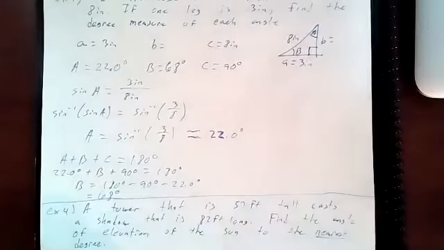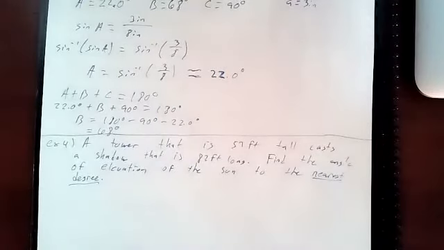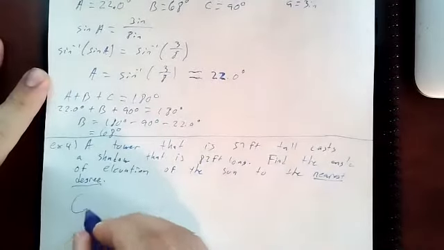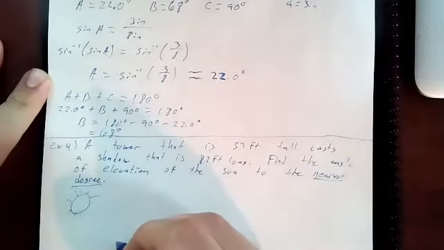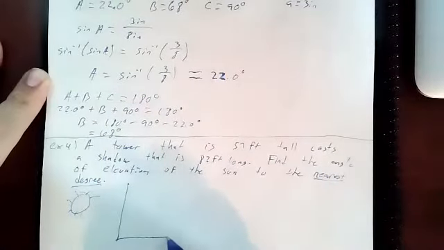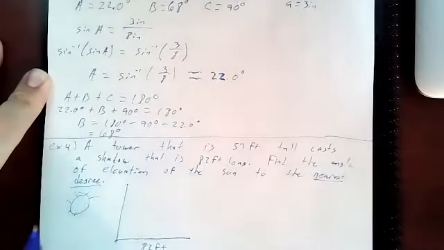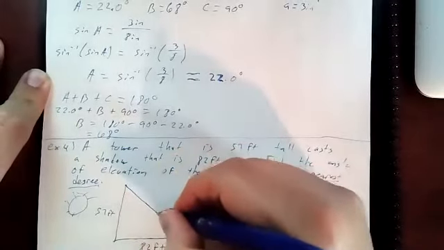Okay, nearest degree. All right, so we have to understand what angle of elevation means, right? Let me draw you a picture actually, it'd be better. Let's say you have a sun over here. There's a tower in front of the sun and it casts a shadow, right? So this is 82 feet. This is 57 feet tall. Creates this triangle.